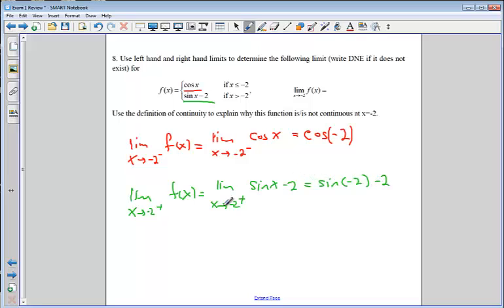And if you check on your calculator, you'll see that these certainly are not equal. And so we can conclude, therefore, the limit as x goes to negative 2 of f of x does not exist, so D and E.